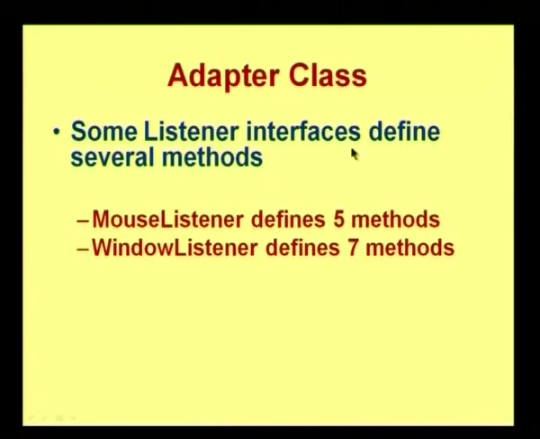Next we will move into the adapter class. Some listener interfaces define several methods, like your mouse listener has 5 methods and your window listener, we have seen, has 7 methods. I already told you that whenever I have an interface, all the methods need to be implemented, even though there is no need for us to handle all the events.